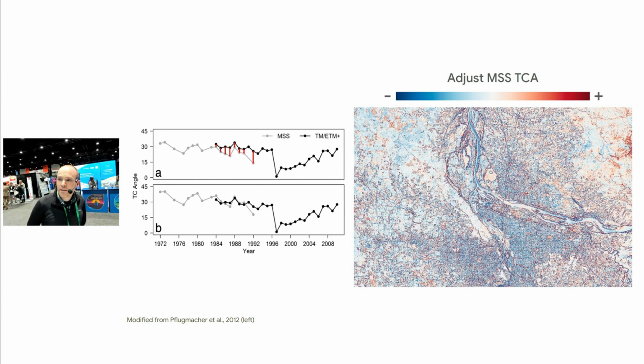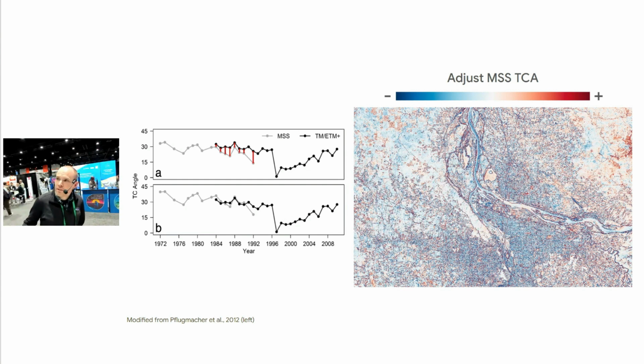And so we do this on a per pixel level. And this is an example of what that offset might look like. And you'll see a lot of linear features in there. And this is the result of MSS having lower resolution data than TM. TM is better able to resolve the edges for roads, clear cuts, streams.